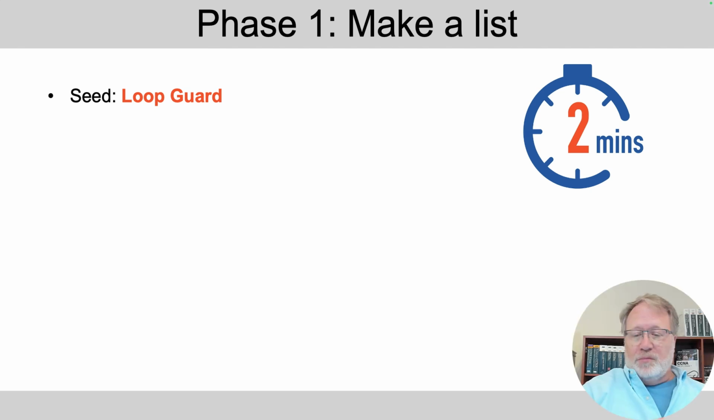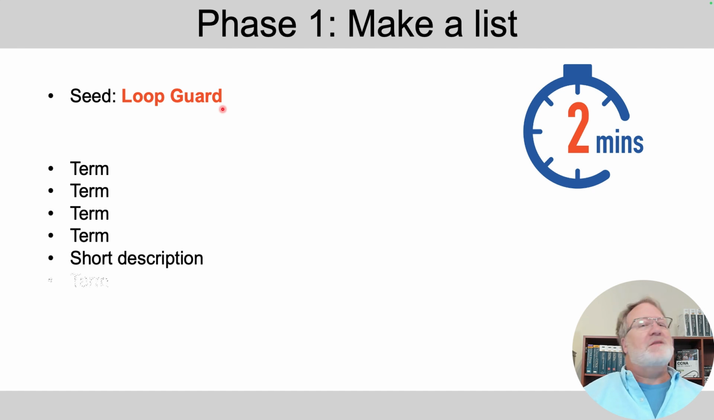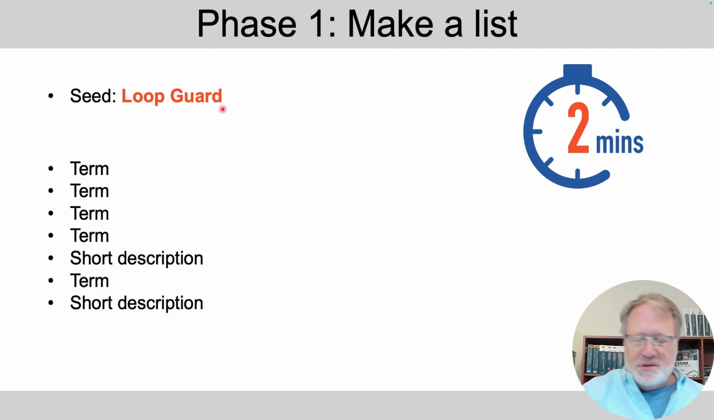Start with this seed term, loop guard, and I want you to think of every term you can think of and write it down that's related to loop guard. Sometimes you'll think of an idea and you think there might be a term, but you can't think of the term. So in that case, just write as short a description as you can. Make a list. Take at most 2 minutes to do it. Hit pause now and go to it.